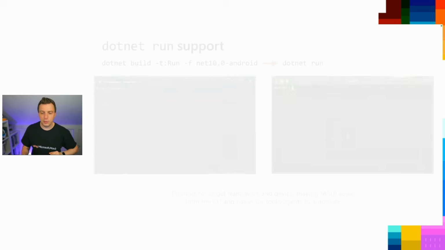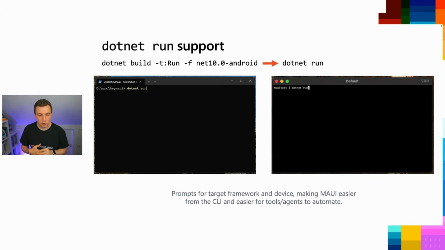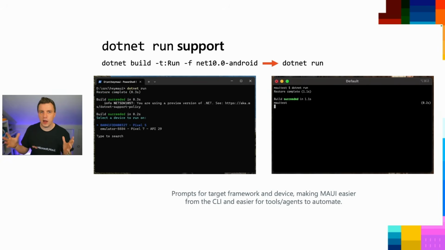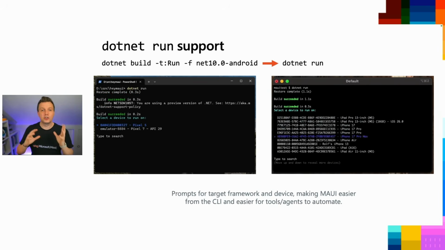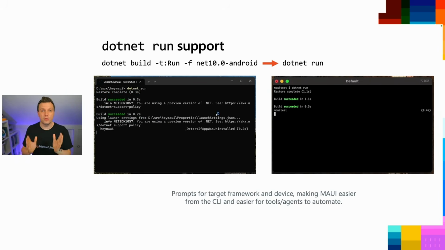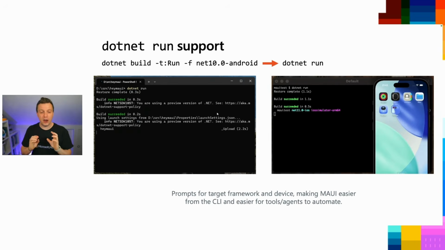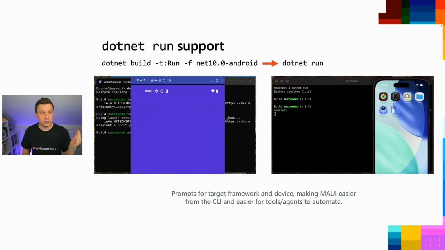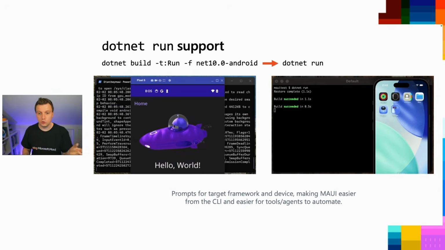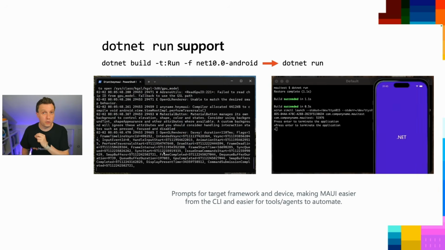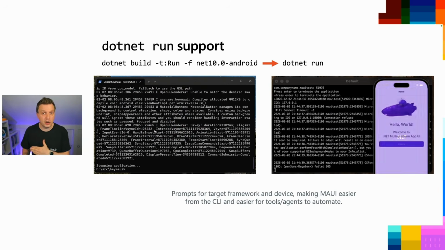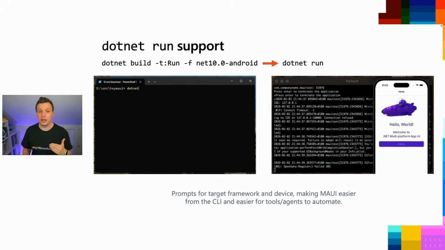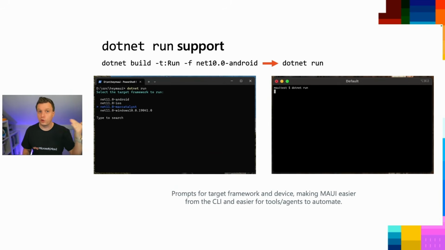I already mentioned it a little bit, the .NET Run support. So no more dotnet build -t:Run -f net10.0-android, iOS, whatever. Just do .NET Run. Boom, that's it. We have interactive prompts right here to select the target framework. If you just do .NET Run, there are options to specify the target framework immediately, of course. But if you just do .NET Run and don't specify anything, it will ask you, hey, do you want to run Android or iOS, or what do you want to do? And on which device, right?